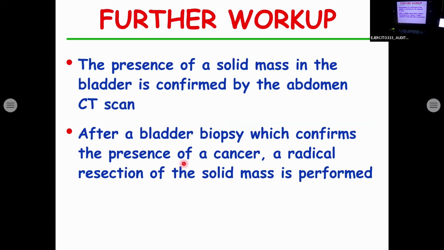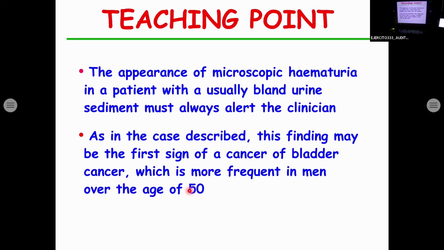Further workup, the presence of a solid mass in the bladder is confirmed by the abdomen CT scan. After a bladder biopsy, which confirms the presence of a cancer, unfortunately, we were unable to recover the histology of the cancer. A radical resection of the solid mass is performed.